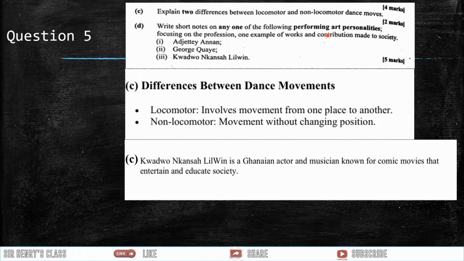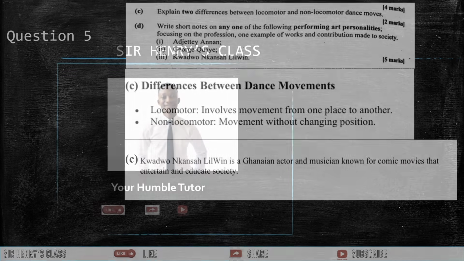Then we have to write short notes on one of the following performing arts personalities, focusing on profession, one example of work and contribution made to the society. So just one of them. So we consider to write about Kojo Kansalowen, who is a Ghanaian actor and a musician known for his comic movies that entertain and educate the society.